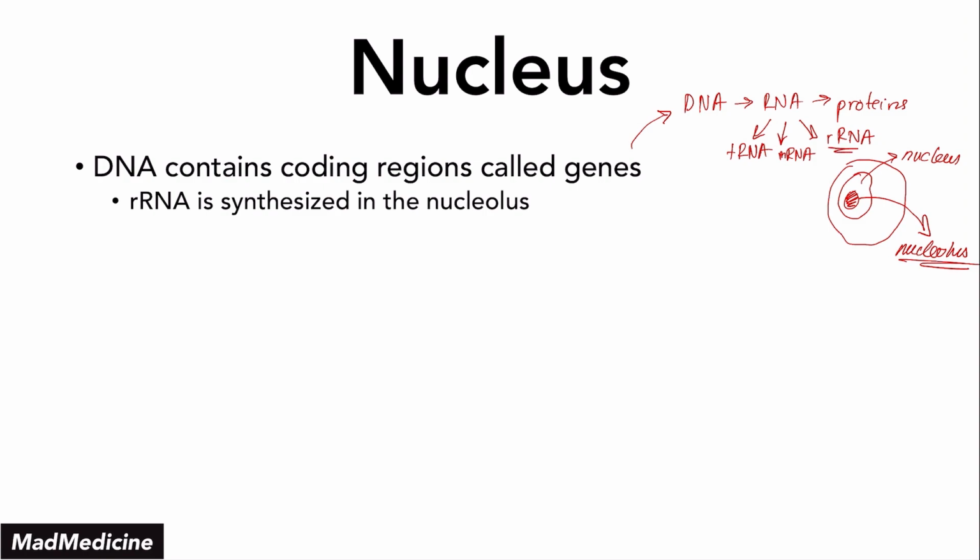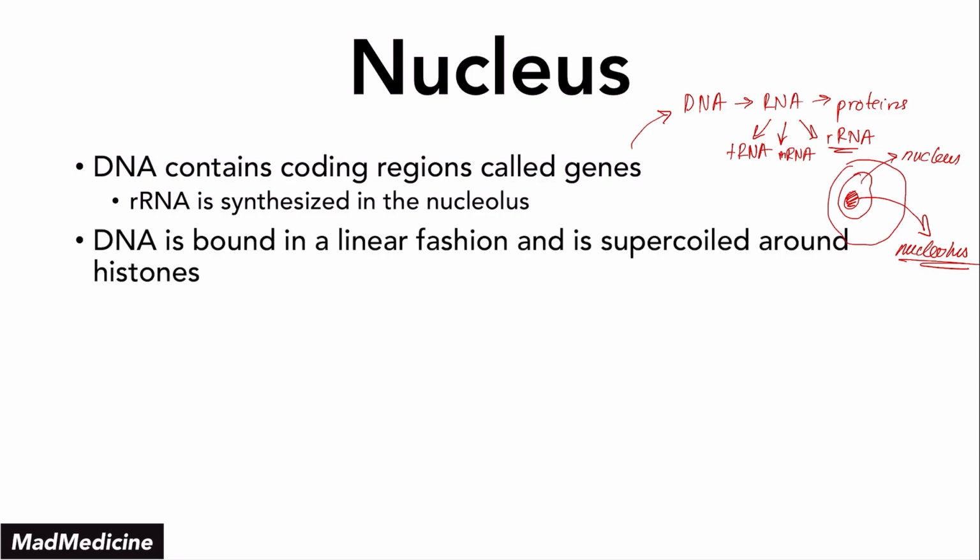Now, the DNA itself is very important because the DNA is going to be bound in a linear fashion and is also supercoiled around histones. This is a defense mechanism. Why is this a defense mechanism? Because our DNA needs to be maintained. It needs to be kept safe. If there is any sort of damage to the DNA, it can lead to mutations and cause a lot of damage to the cells. So our DNA gets bound and supercoiled around histones to make sure it is a very tight and difficult space for any damage to occur.